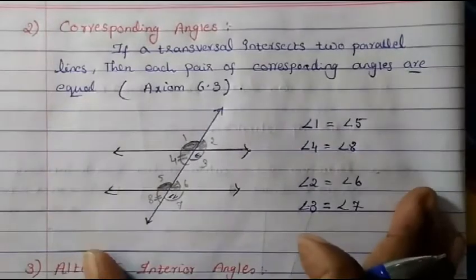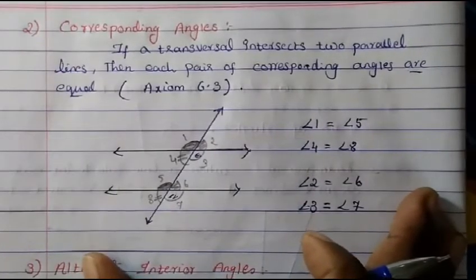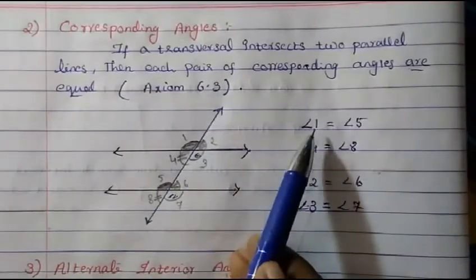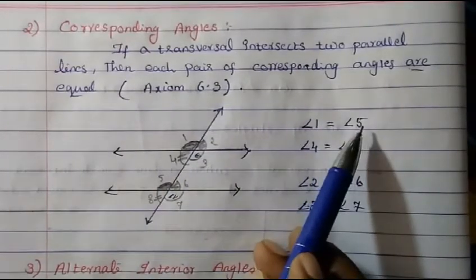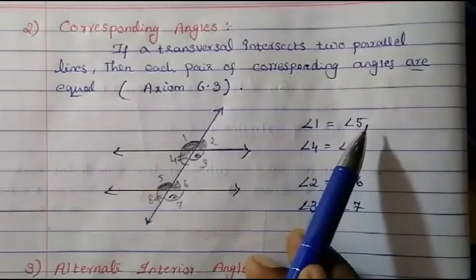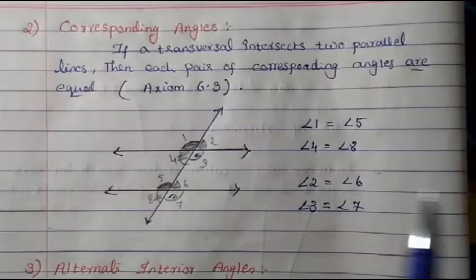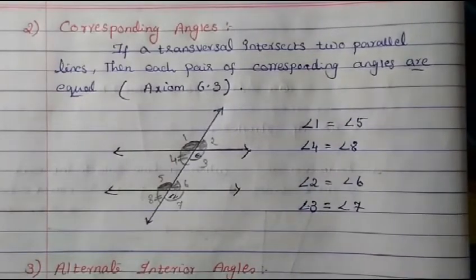I hope the corresponding angles are clear to you, and they are also equal to each other. Whenever we say equal to each other, it means if angle 1 is 60 degrees, angle 5 also will be 60 degrees. That is the meaning. If this is 45 degrees, that is also 45 degrees. So whenever we say equal to each other, that is the meaning of it. So now let's see the next pair.